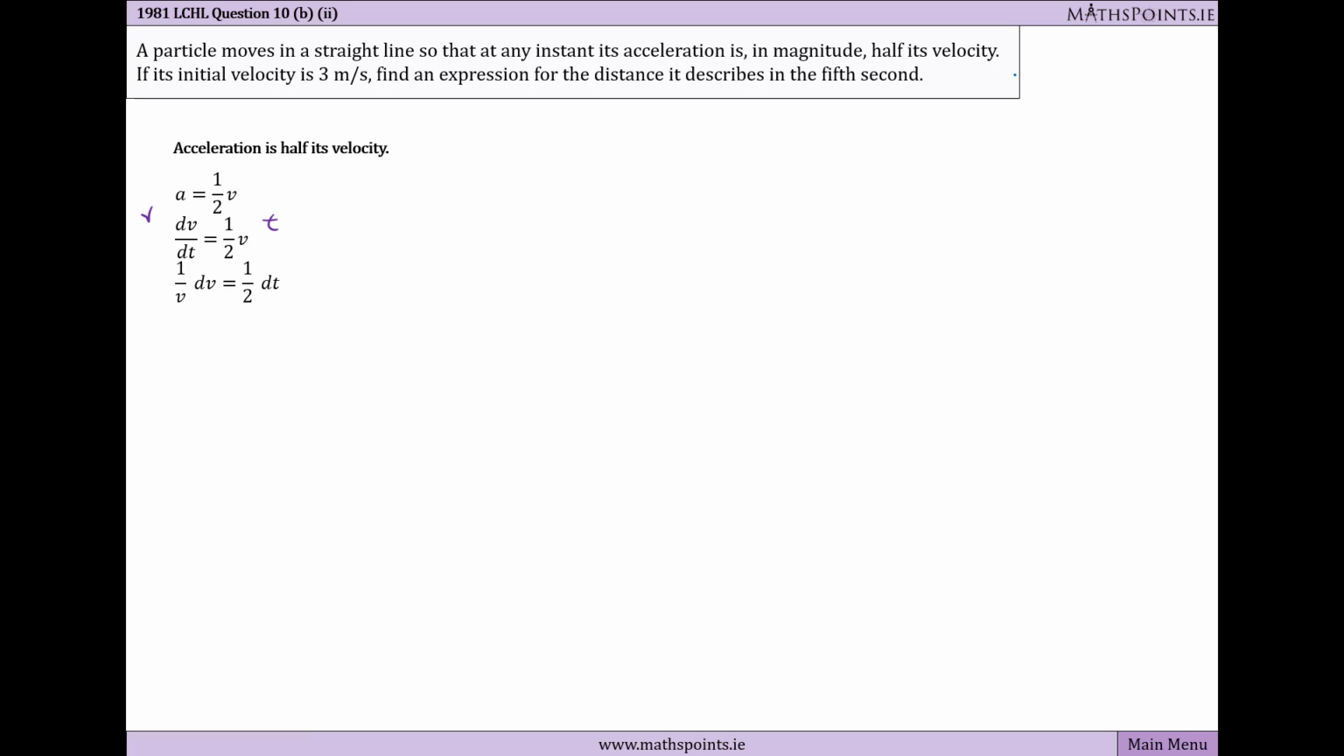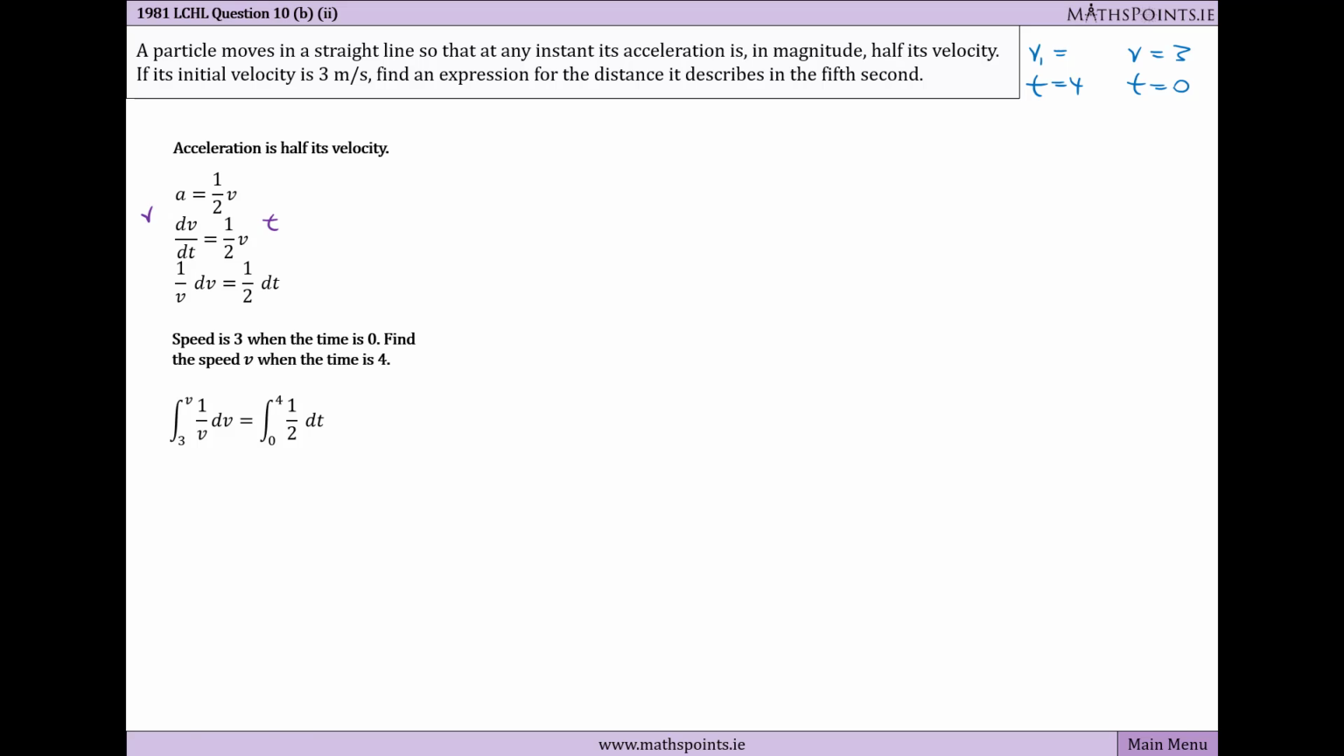Before I integrate both sides, what are we trying to find here? Well, we're trying to find the velocity, let's call it v1, after 4 seconds, so when the time is 4. And we know that when the time was 0 at the very start of the question, the velocity was 3. And so those are going to become our limits of integration. So we're going to integrate the left-hand side with respect to v, so 1 over v from 3 to v. And we're going to integrate the right-hand side with respect to t from 0 to 4.